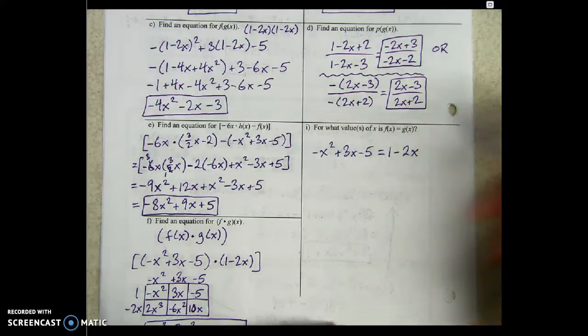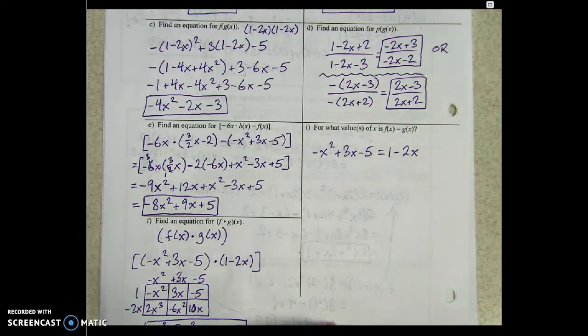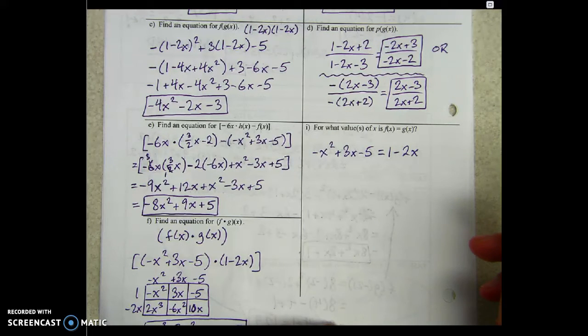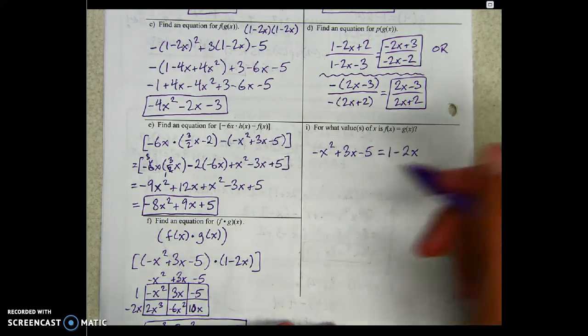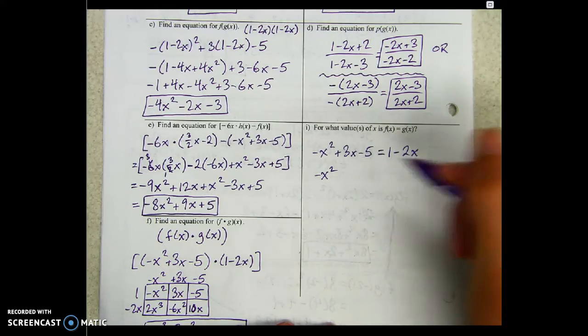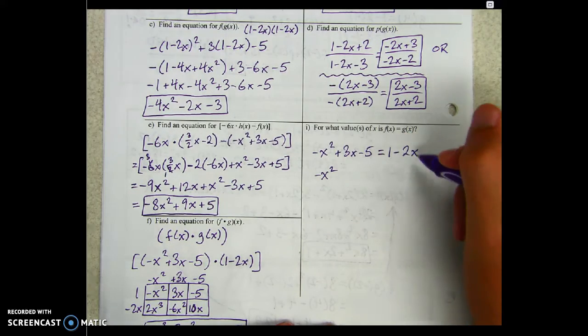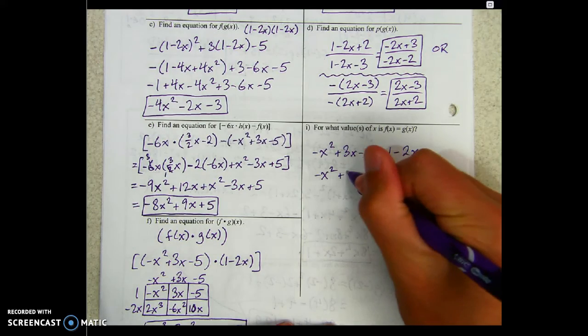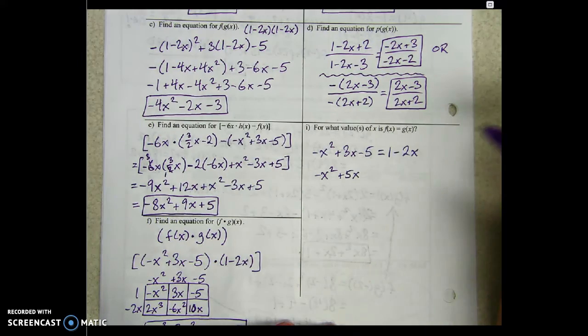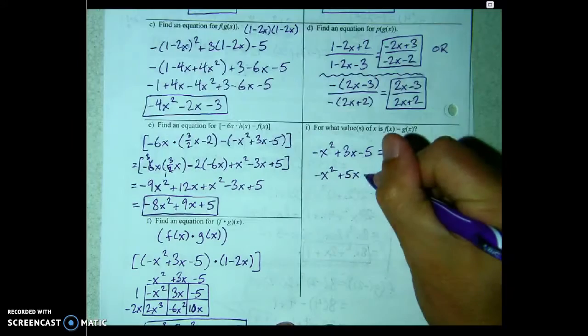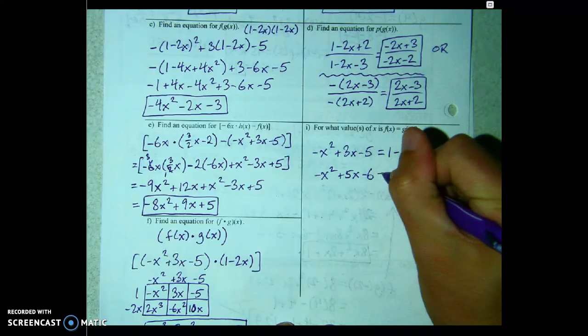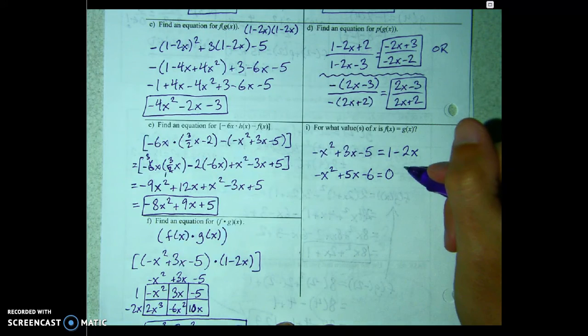All right, so we've talked about this a number of times now. Whenever we see degree 2, we figure it's a quadratic that is hopefully factorable, right? So we try and set one side equal to 0 and factor. So now we get negative x squared. I'm going to have a 3x here, but I'm also going to add that 2x, so I get plus 5x. And we have negative 5, and I'm going to subtract that 1, so that's going to turn into negative 6 is equal to 0.